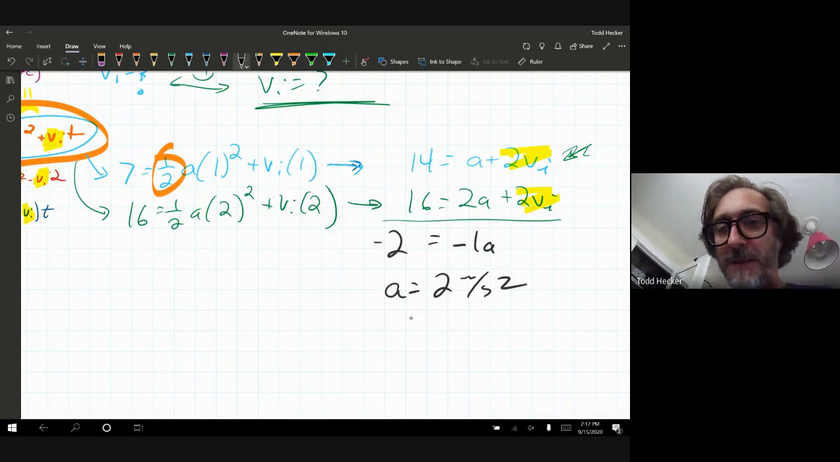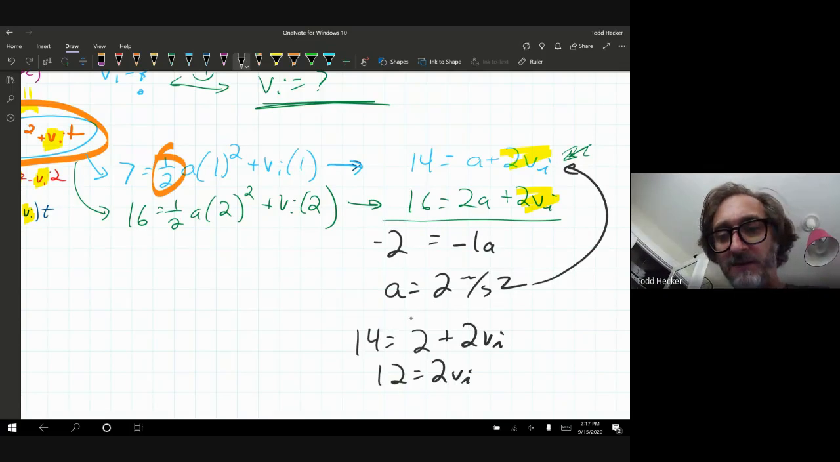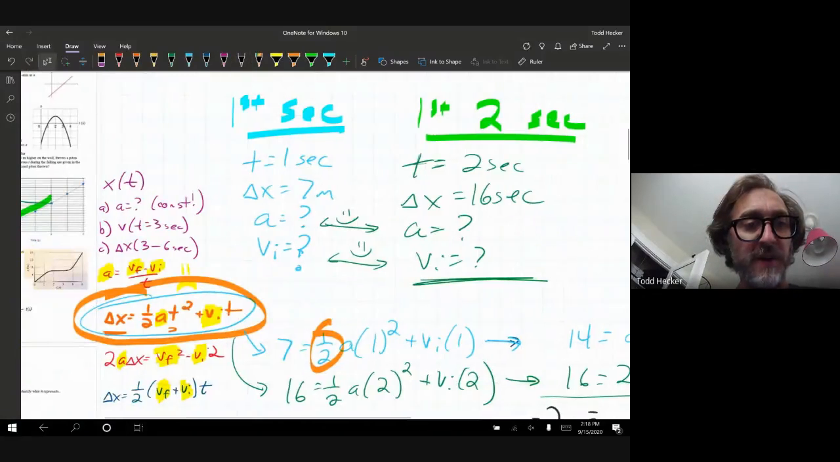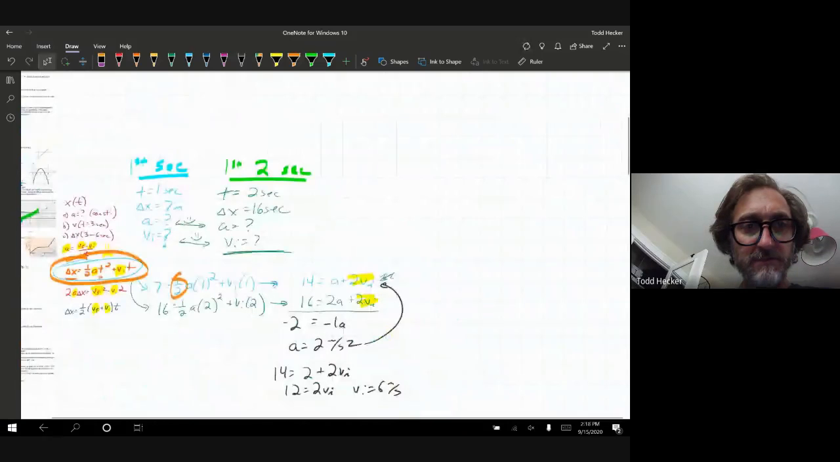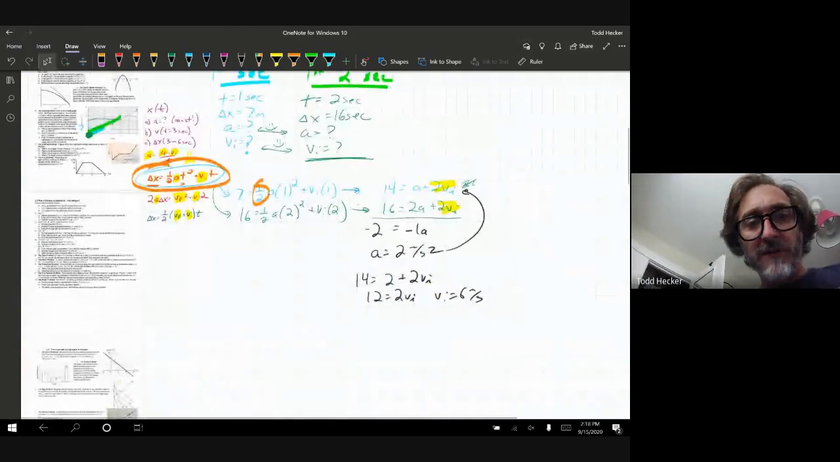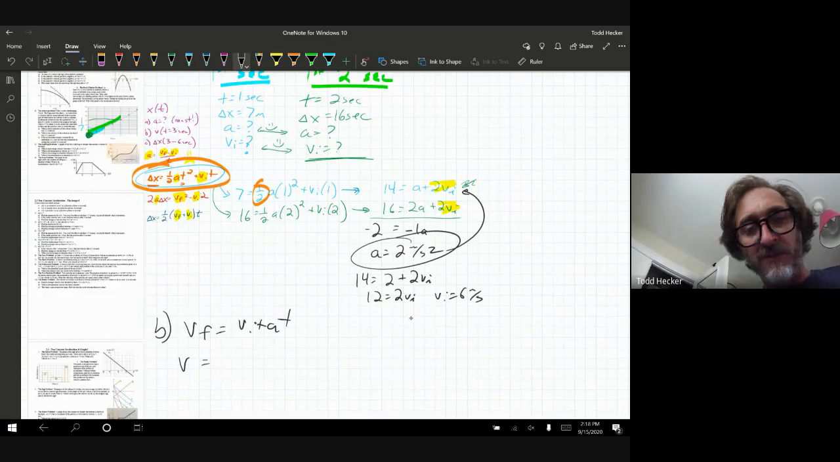All right, so now I can plug that back into one of these equations and find vi. So 14 equals a plus 2vi, so 14 equals 2 plus 2vi, 12 equals 2vi, vi equals 6 meters per second. All right, so what were the three questions we had to find? Question A wanted us to find the acceleration. We just did that. Question B wants the velocity after 3 seconds. Well, Vf equals Vi plus at. So the velocity after 3 seconds is Vi, 6, plus acceleration, which is 2, times the time, 3. So you get 12 meters per second.